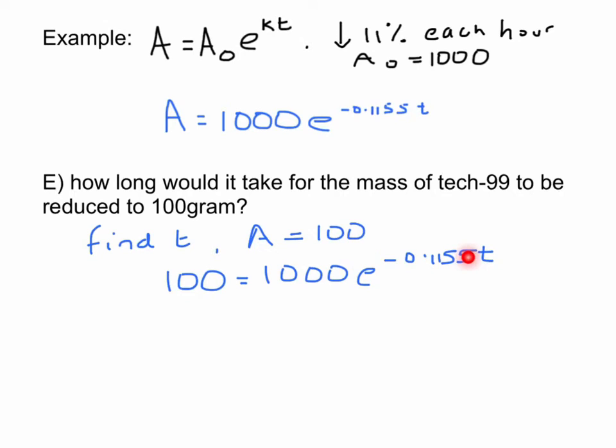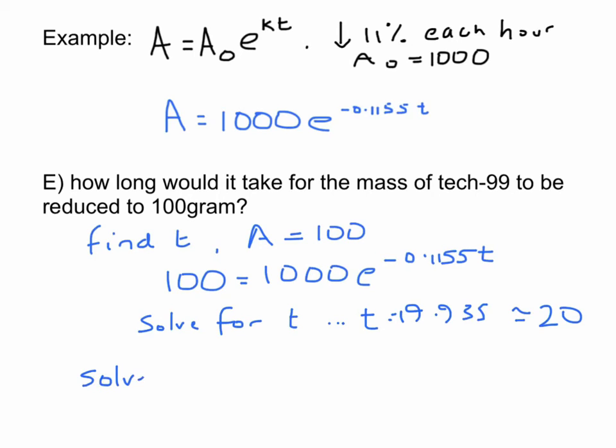All you do is you write solve for t, and then t will equal 19.935, which is approximately 20. And what you type in your calculator is solve, and then you type in this equation here, which would look like this: 100 equals 1000 e to the negative 0.1155t, and you make it solve for t, which means you have to write t here. And when you hit enter, it'll give you this answer here, and then you round it off to a whole number.